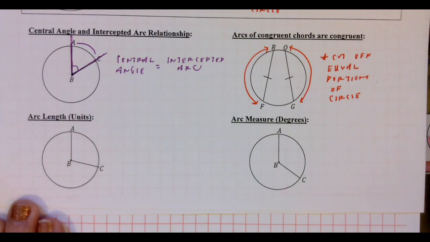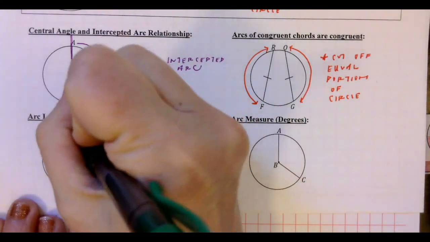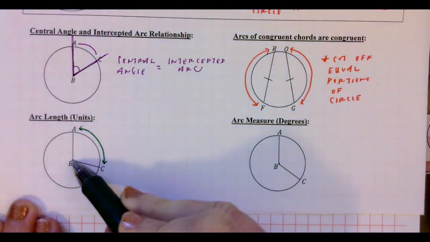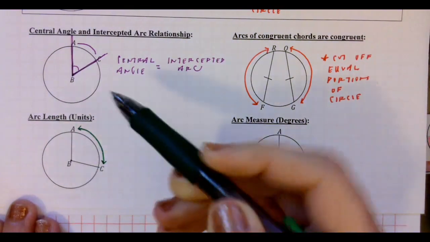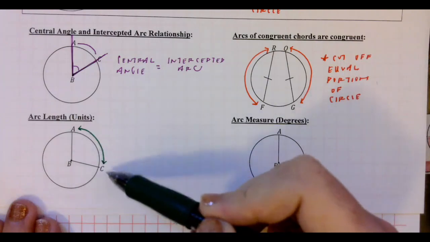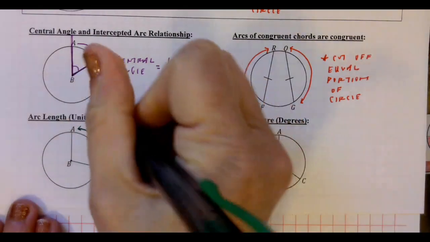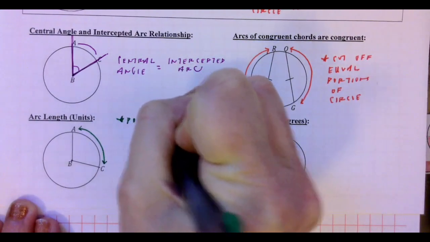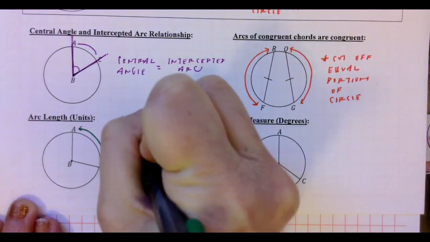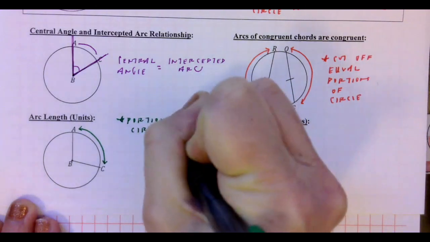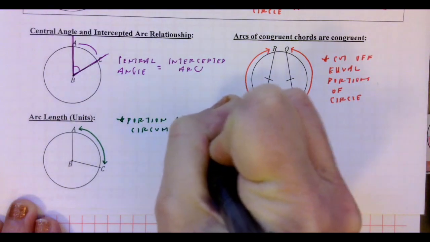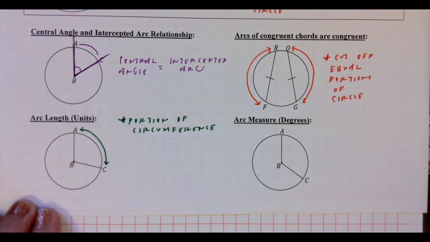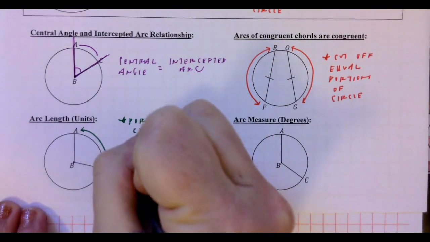So if I want the arc length, so I want this measure from here to here, right? B is the center of my circle. This is a central angle. So really what I'm looking for here is a portion of the circumference. Let me write that. So portion of the total distance around the circle, a portion of the circumference. So it's really similar to how we get our sector, right? Here we're going to think L is our length.